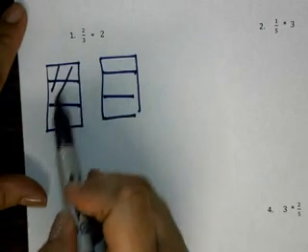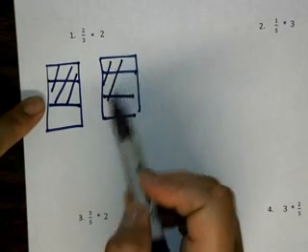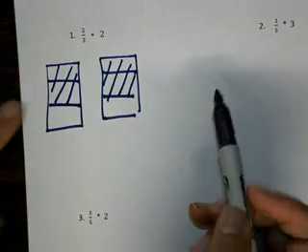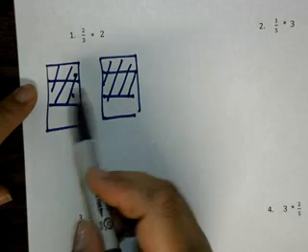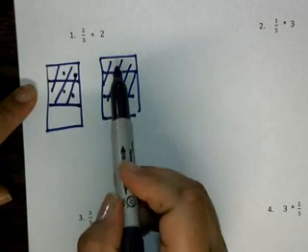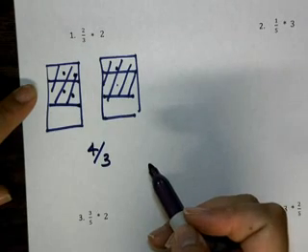So 2/3 of the first unit are these two pieces. 2/3 of the second unit are these two. Now notice we have broken each section into thirds. So I now have 1, 2, 3, 4 thirds that are shaded in.